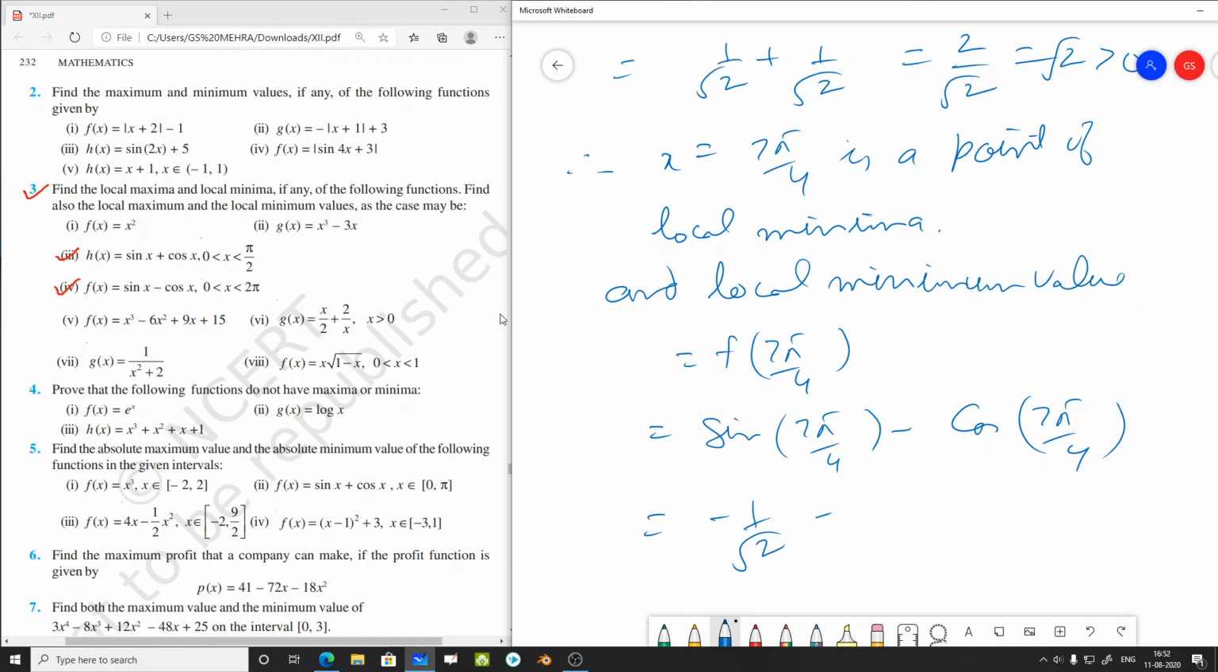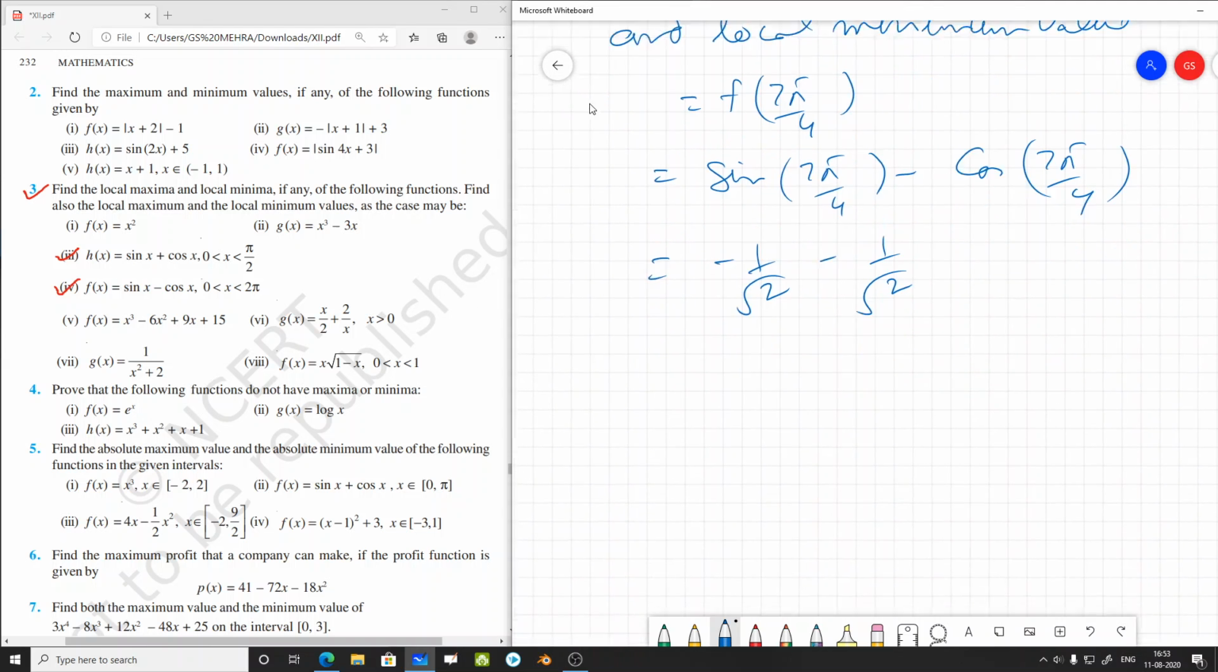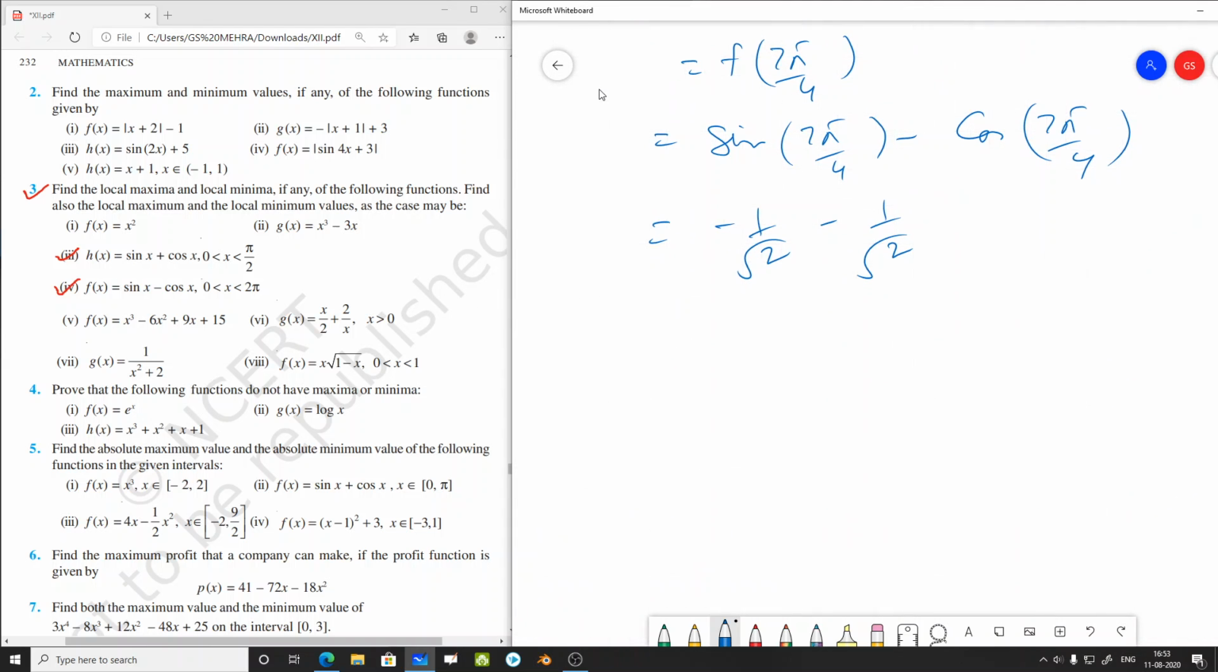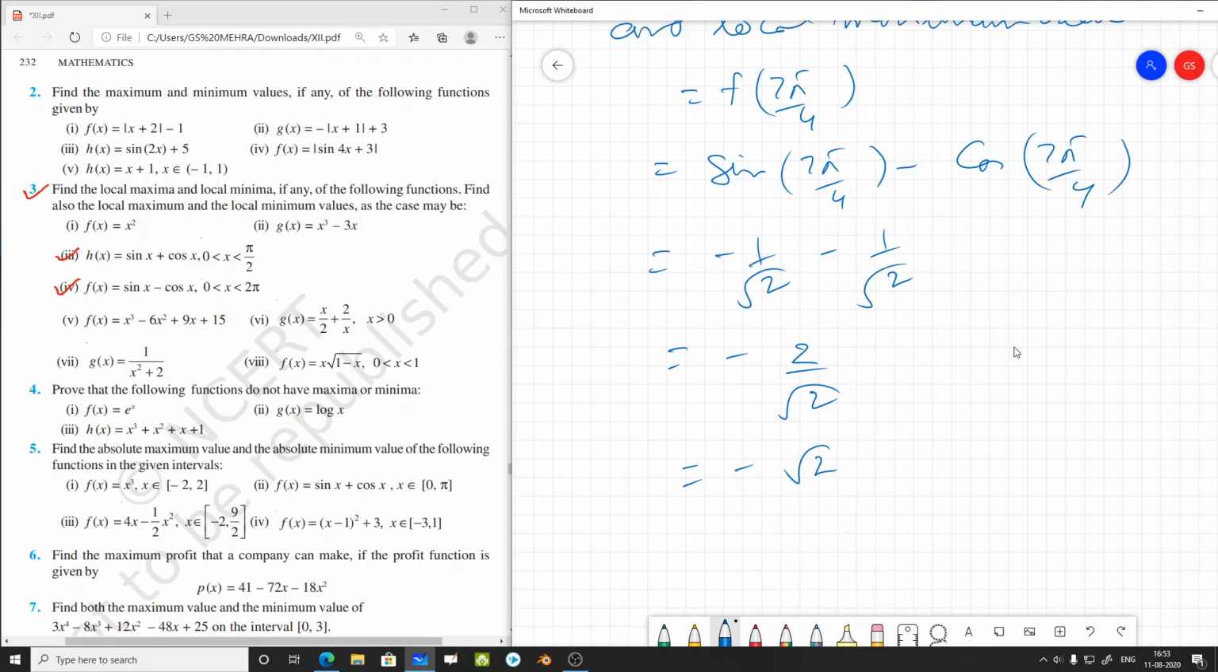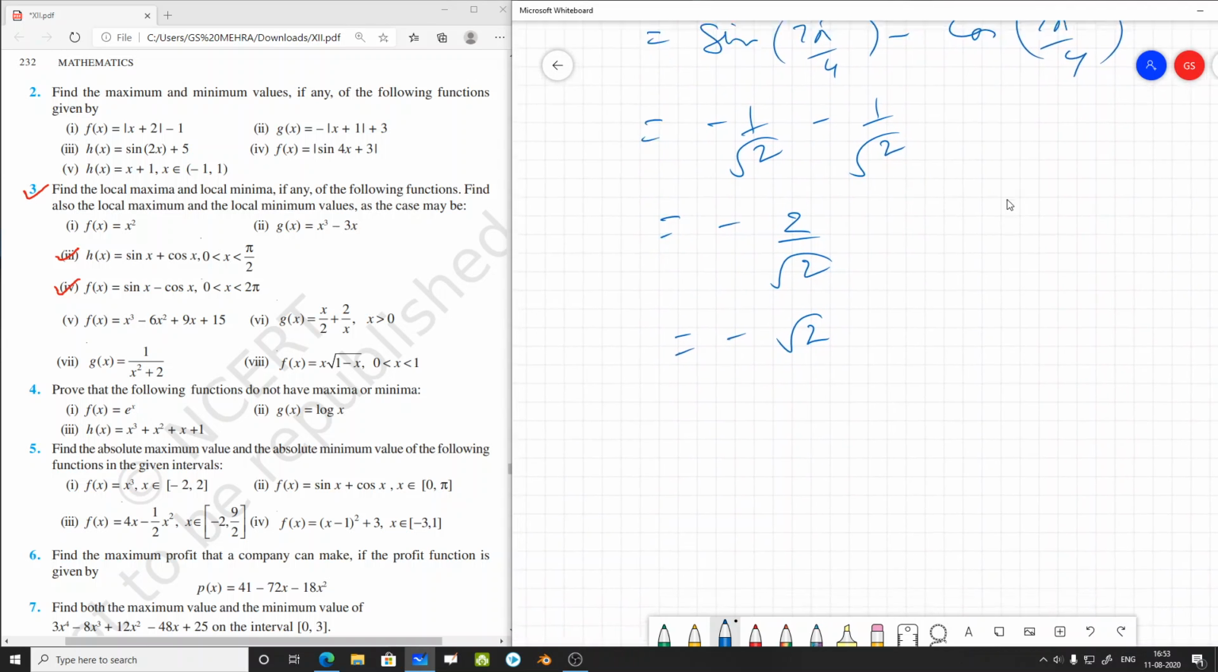Here also minus is their sign, so we'll be getting minus 1 by root 2, and overall we'll get minus 2 by root 2, which is equal to minus root 2, and so this is our local minimum value. So this is how we have solved question number 3, fourth part.